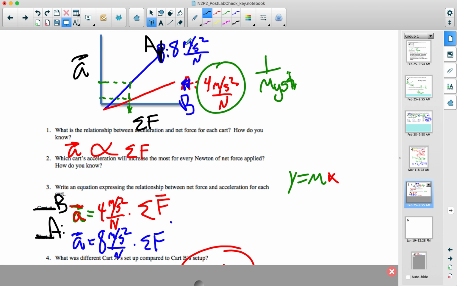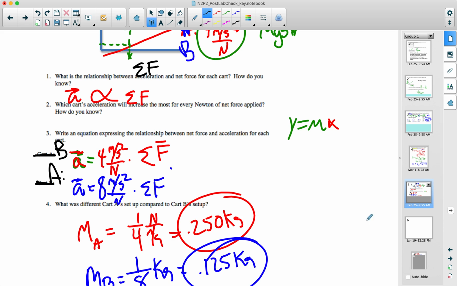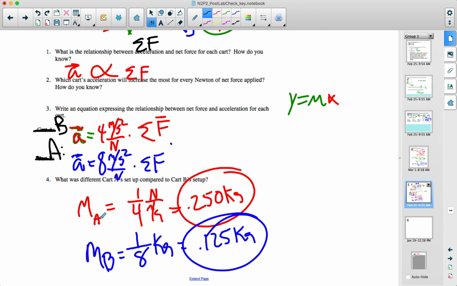It has to do with the slope, right? What does the slope represent? It represents the inverse of the mass of the system. So how would you figure that out? Again, these letters are probably backwards, so I'm going to just switch this to B and switch this to A.